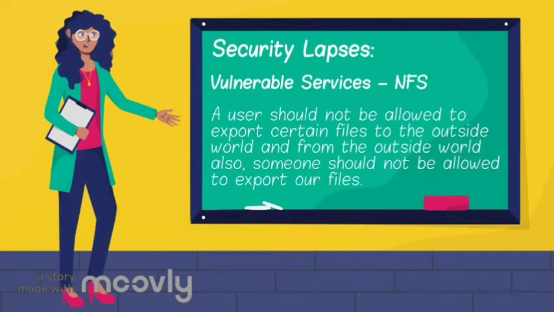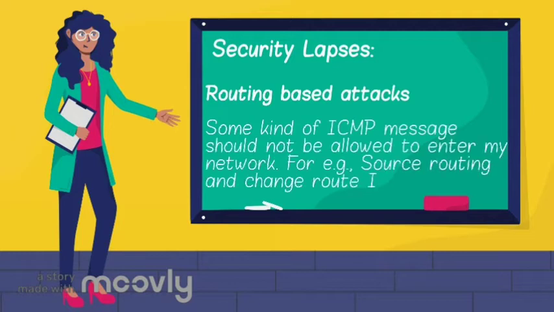Vulnerable services. NFS. A user should not be allowed to export certain files to the outside world, and from the outside world also, someone should not be allowed to export our files. Routing-based attacks. Some kind of ICMP message should not be allowed to enter my network. For example, source routing and change route ICMPs.